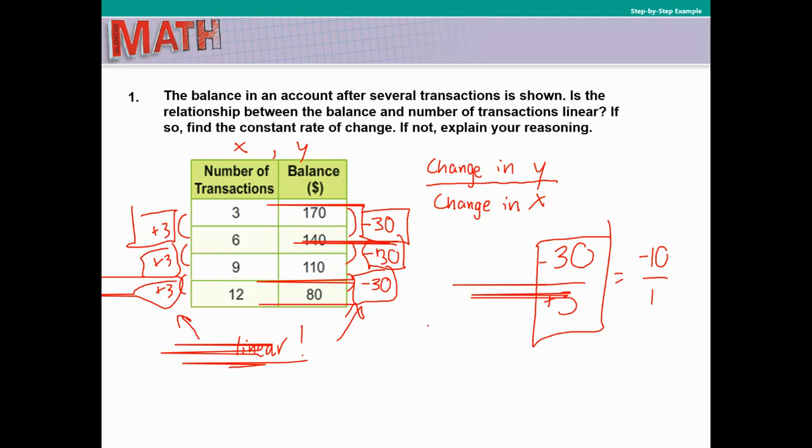Second, what we can also tell is what is the ratio, or what is the constant rate of change here? Well, it's going down 30 for every 3 transactions. Let's simplify it. It's going down $10 for every transaction.